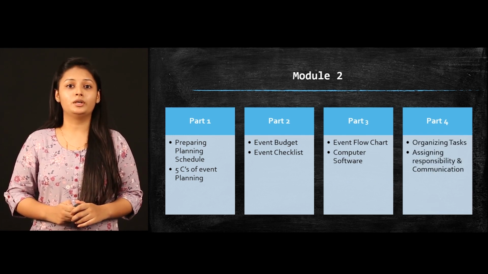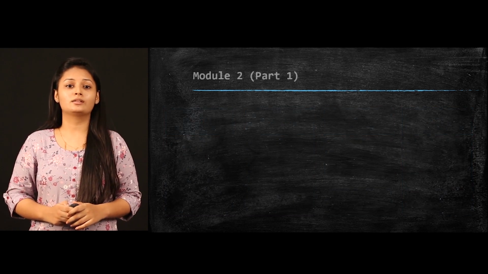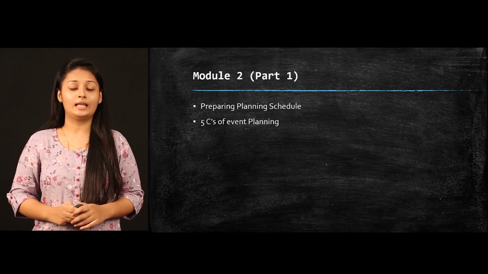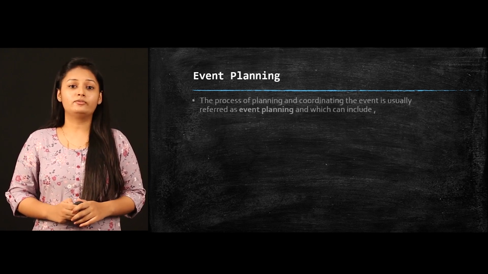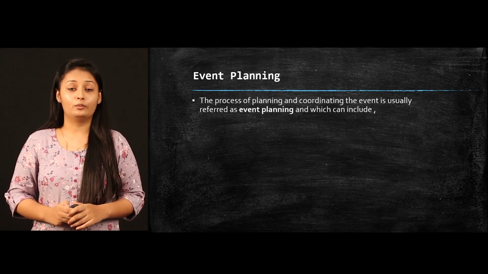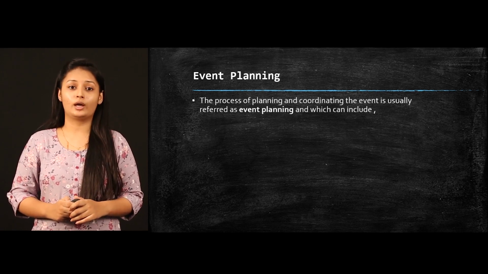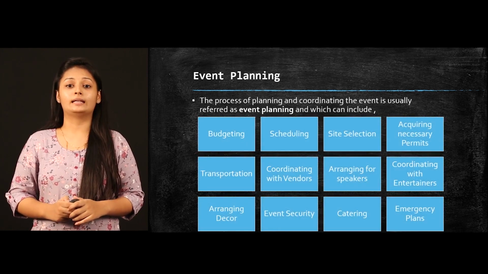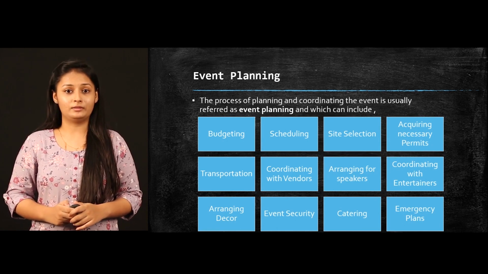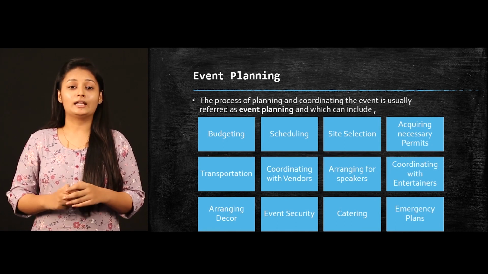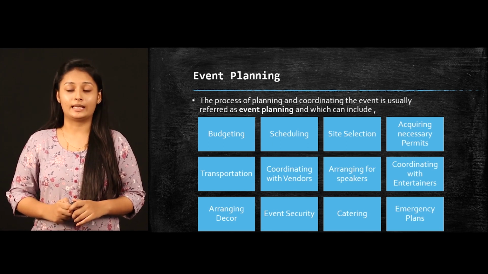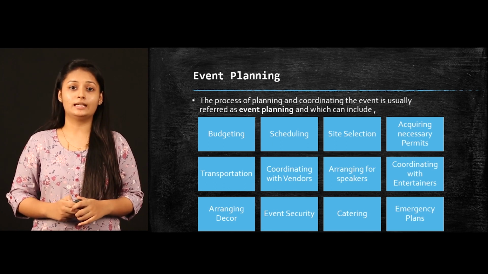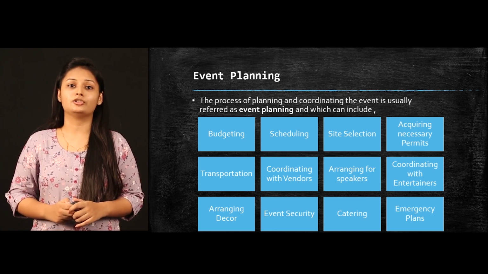So let's begin with Part 1 of Module 2, which comprises preparing the planning schedule and the 5 C's of event planning. Event planning is a process of planning and coordinating the event, which includes the planning of the following activities such as budgeting, scheduling, site selection, acquiring necessary permits, transportation, coordinating with the vendors, arranging for the speakers, coordinating with the entertainers, arranging for decor, event security, catering, and the emergency or the contingency plans.